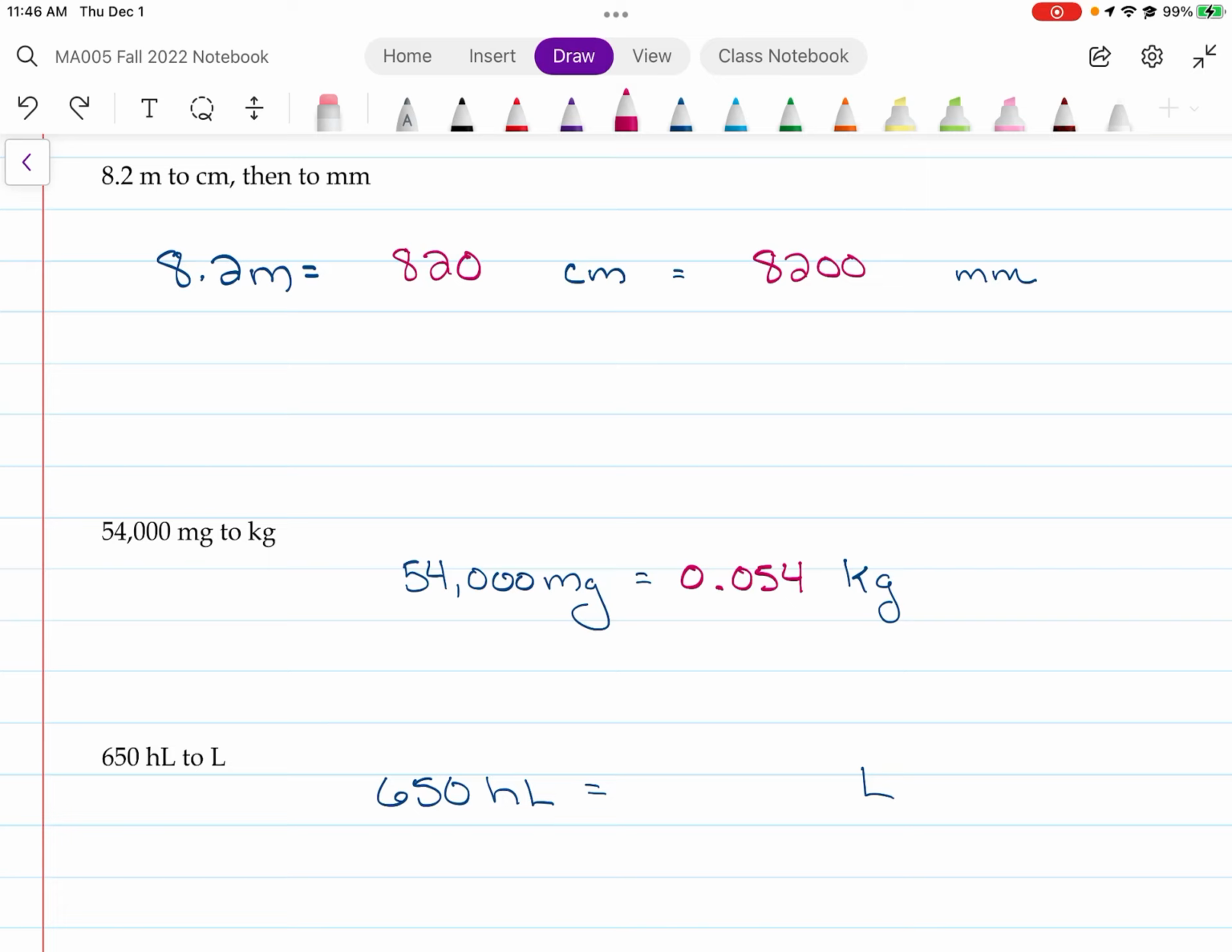Try hectoliters to liters. All right, so you should get 65,000. You should have moved, I believe, 2 to the right.